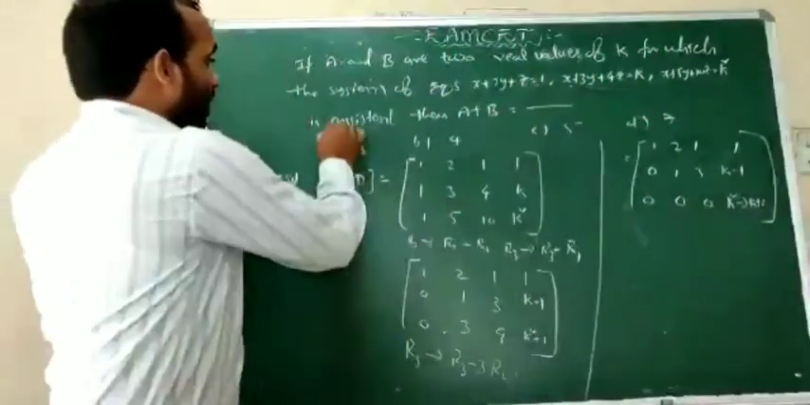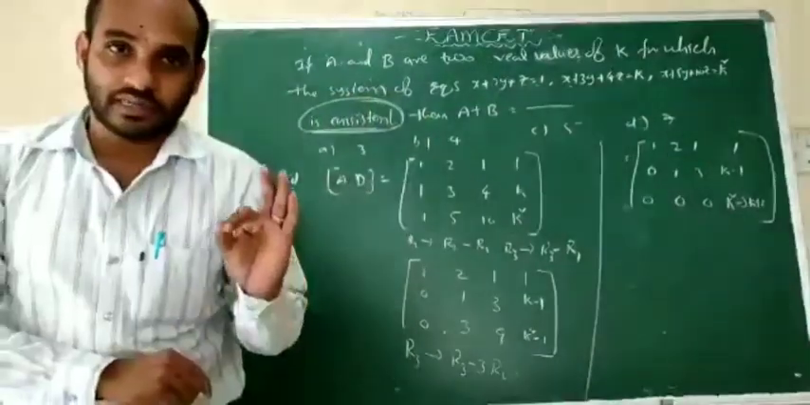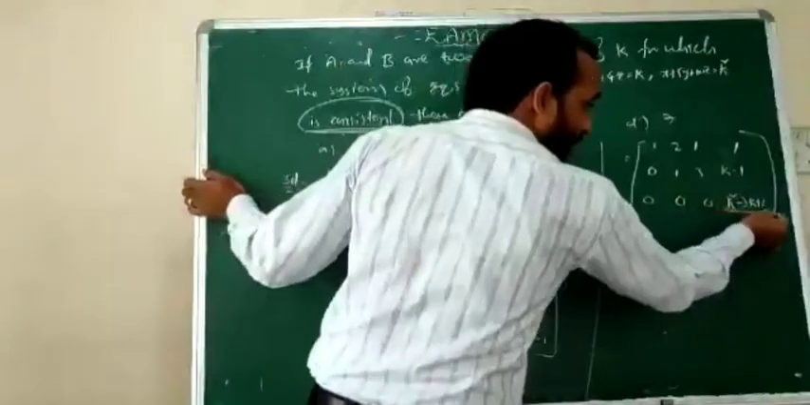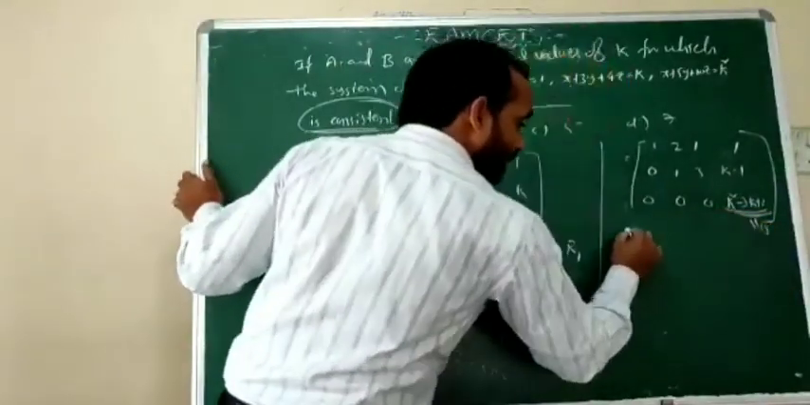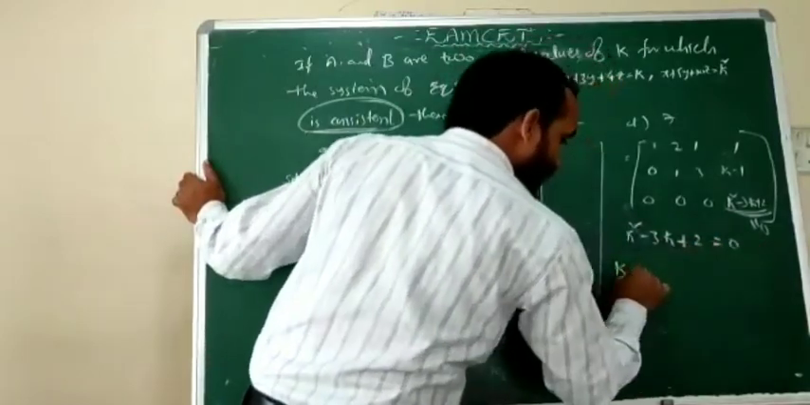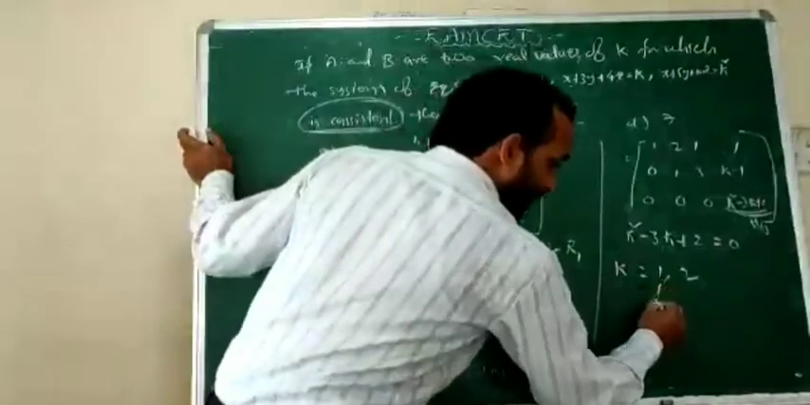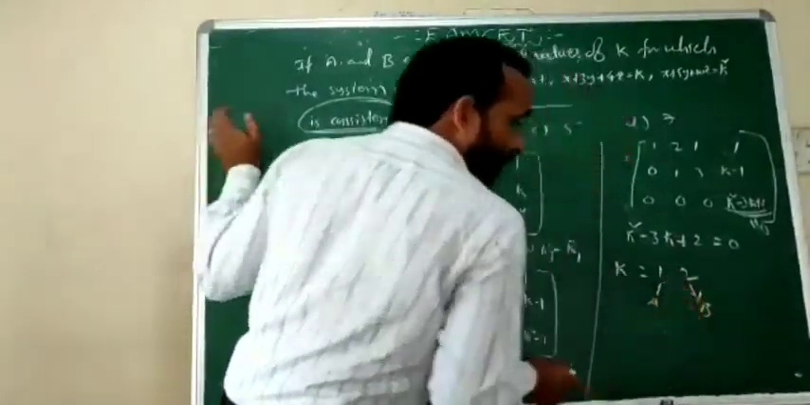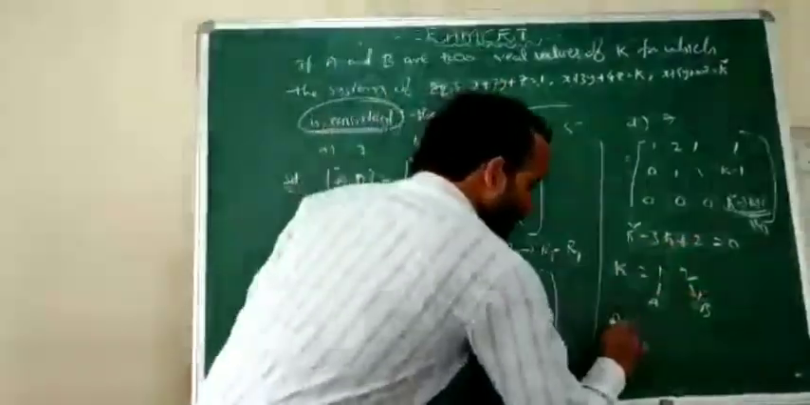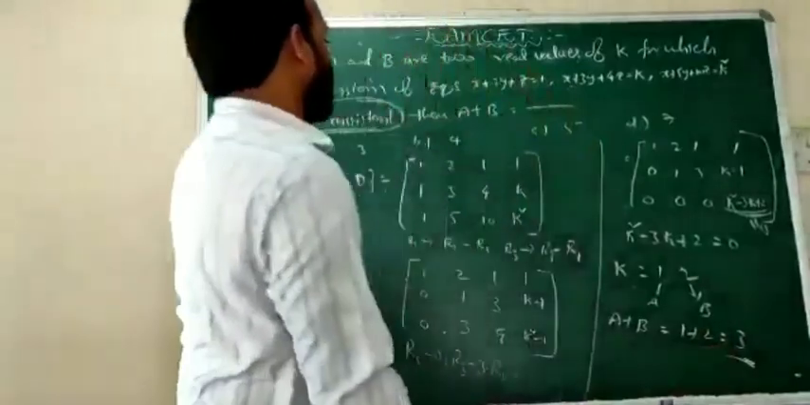According to your question, the key point is consistency. What does consistency mean? It must be equal to 0. So k square minus 3k plus 2 is equal to 0, giving k equal to 1, 2. According to your question, capital A and capital B, whatever they may be. So the condition A plus B, 1 plus 2, equals 3 is the answer.